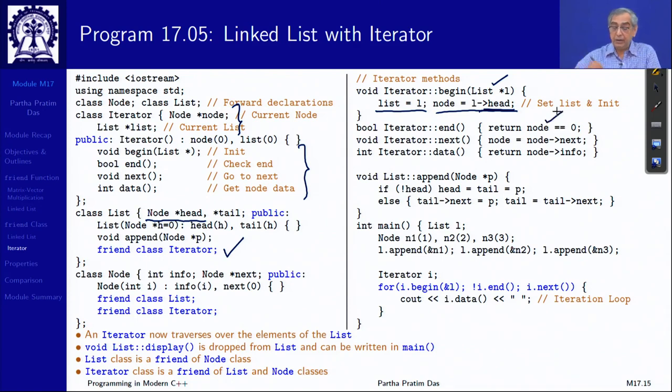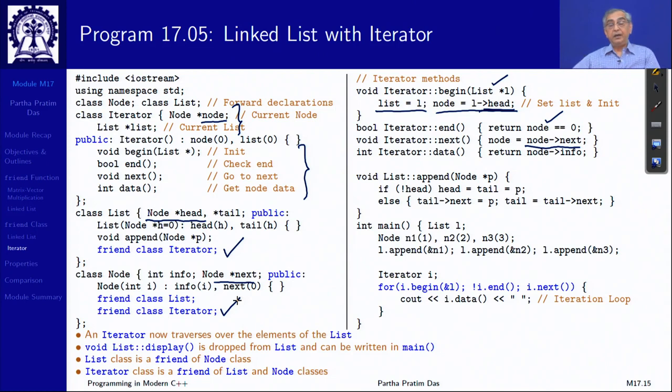Think about the end. All that end needs to decide is whether your current node is null. It does not need to look into the list or node classes. But as an ensemble, the iterator class, which is a friend of the list, also becomes a friend through its member functions. In the next function, I need to access node pointer next, which is a private data member of the node class.